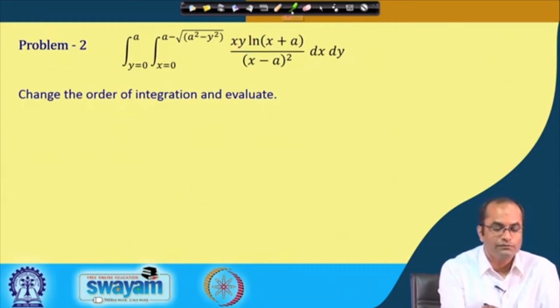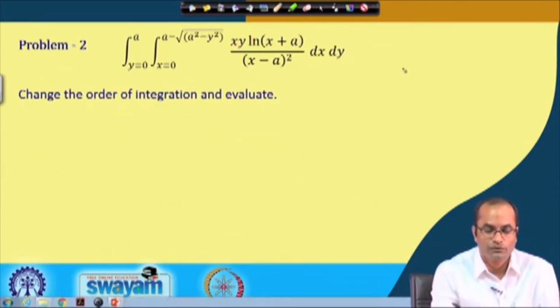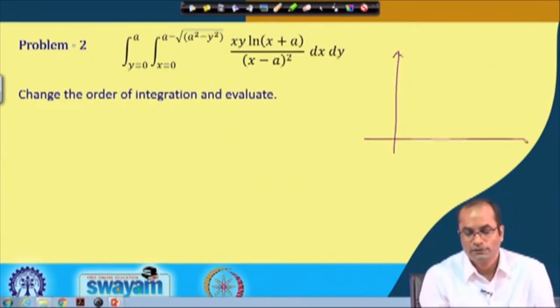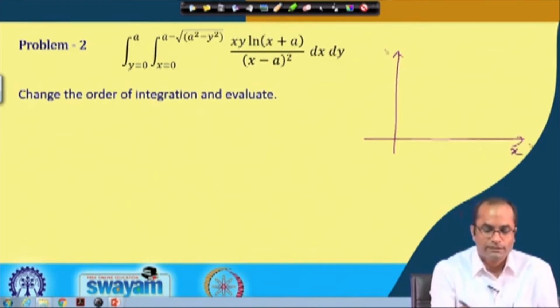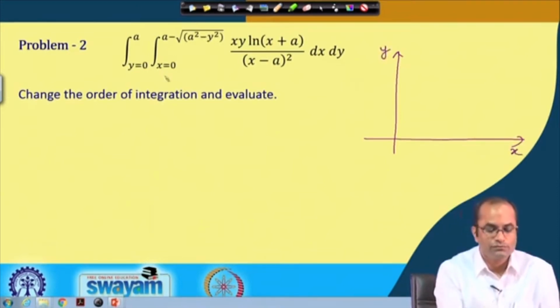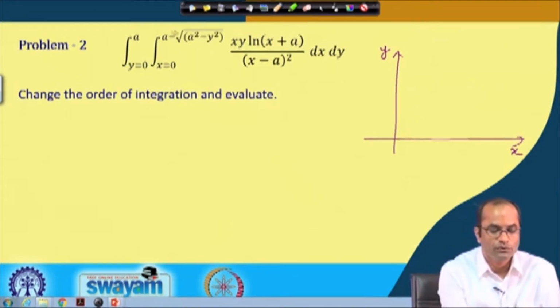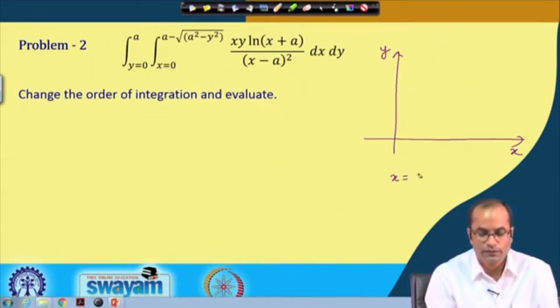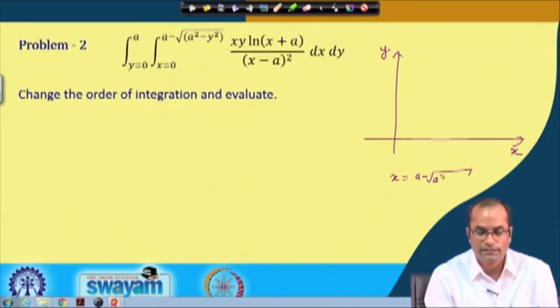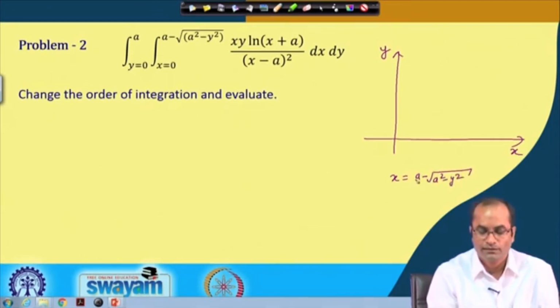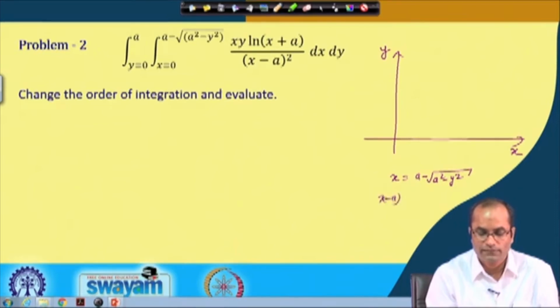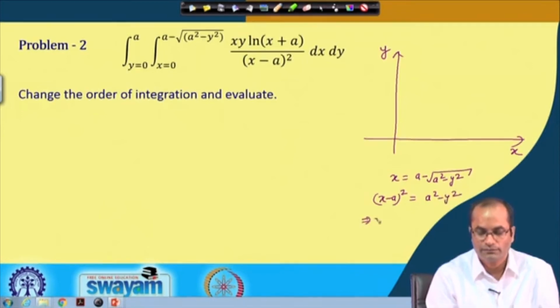So, for changing the order we have to now draw the domain of this integration. So, we have the x axis, we have here the y axis, and x goes from 0 to this point. So, what is this? x is equal to a minus square root of a square minus y square. So, if we bring this x minus a and take whole square, then this will be a square minus y square, and this implies x minus a whole square plus y square is equal to a square.